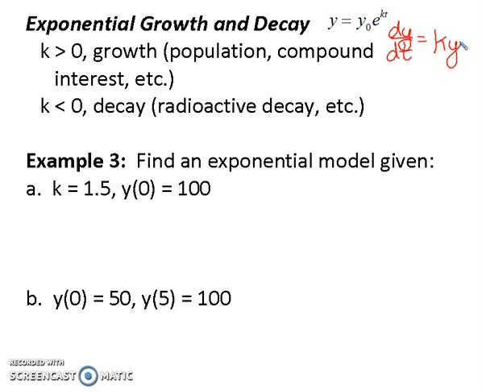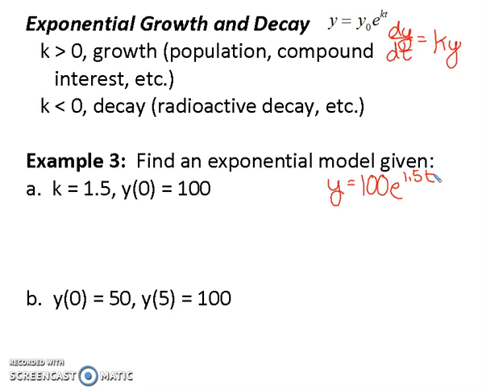So we're just going to look at some different scenarios of, depending on the information you're given, how you could create an exponential model. Here, for example, on A, it says k equals 1.5 and y sub 0 is equal to 100. If you remember that the function is y equals y sub 0 e to the kt, then you would immediately recognize that my function would be y equals 100e to the 1.5t. So that should be my answer.